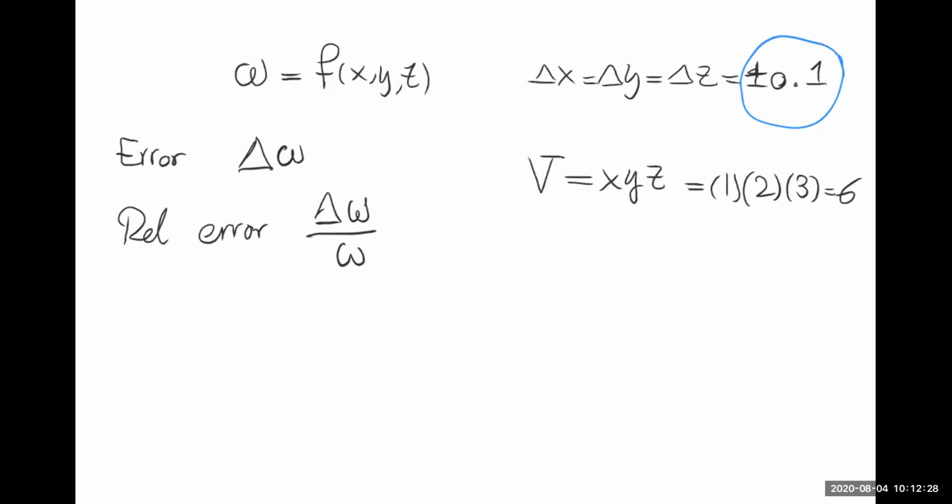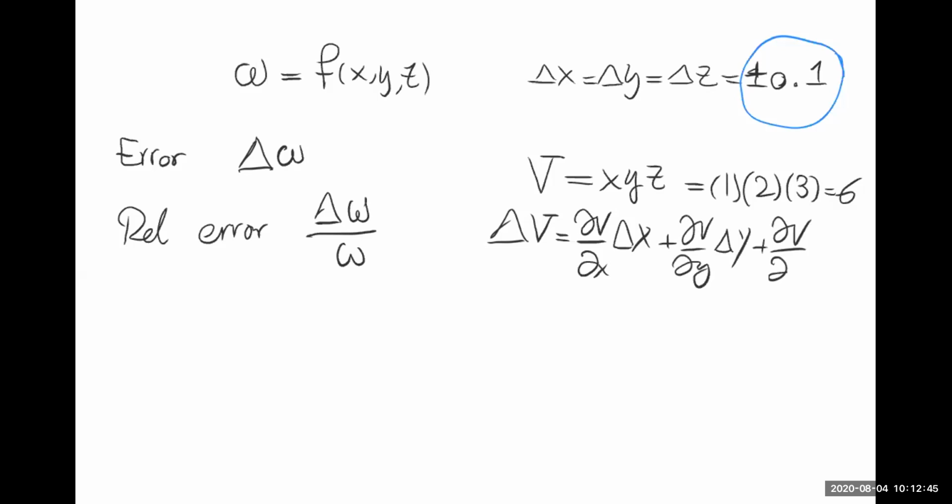What we should do here is we should say change in V, delta V is equal to derivative of V with respect to X delta X plus derivative of V with respect to Y delta Y plus derivative of V with respect to Z delta Z. Okay, and we should compute this thing. This is going to be the error.